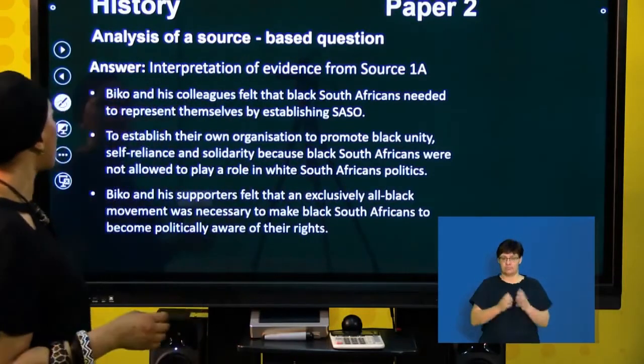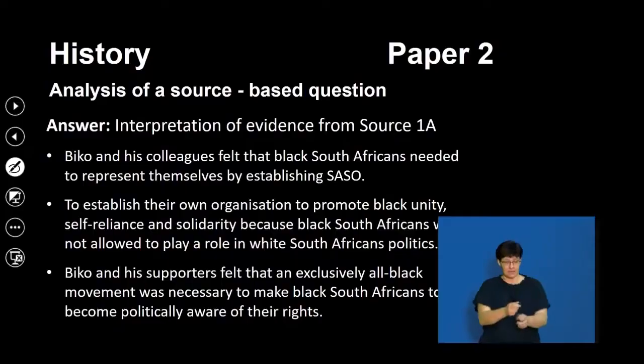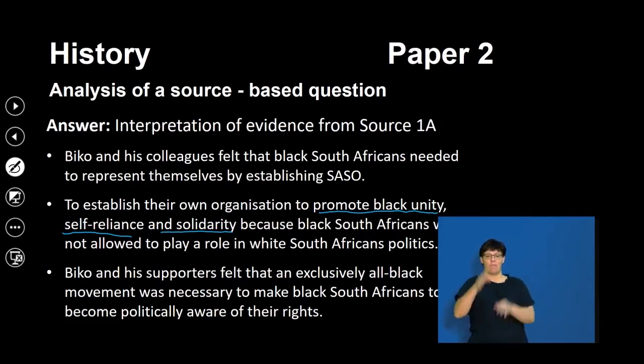Okay, so now if you look at the possible answer there, you're expected to interpret evidence from the source. So these are the possible responses. Biko and his colleagues felt that black South Africans needed to represent themselves by establishing SASO. Another possible response could be to establish their own organization to promote black unity. Okay, very important, to promote black unity. You will find that these are in the source. Self-reliance, solidarity, because black South Africans were not allowed to play a role in white South African politics.